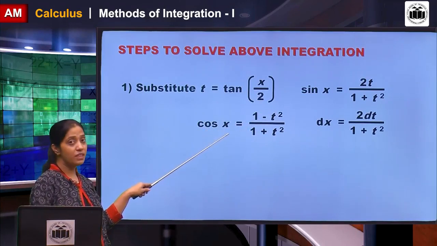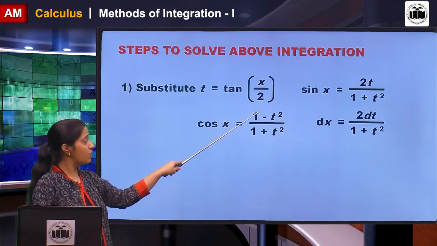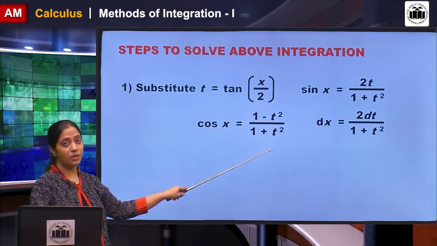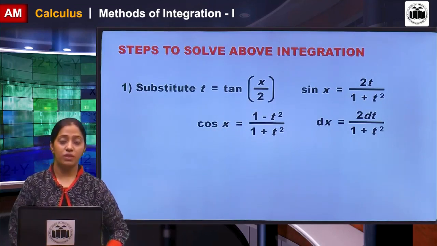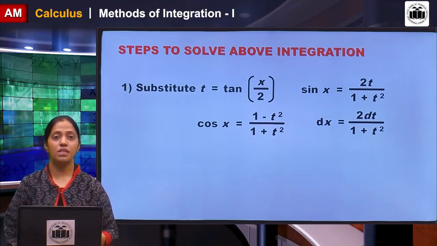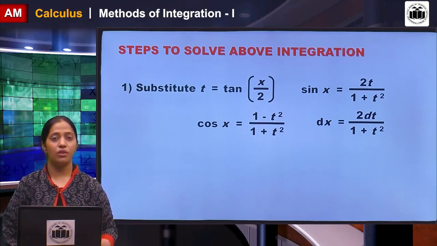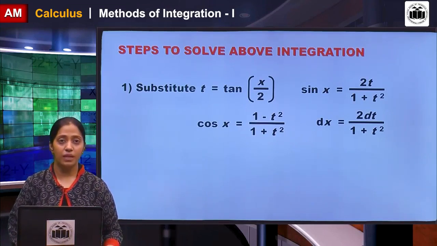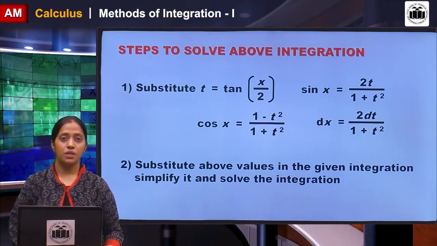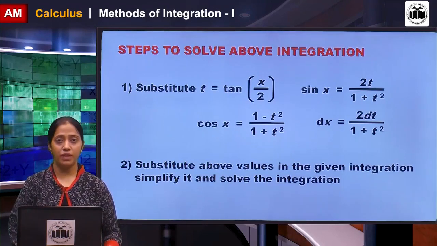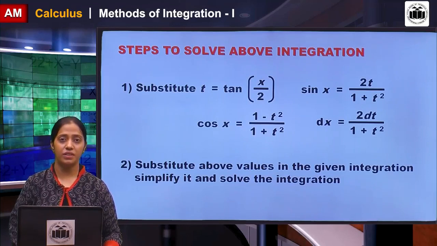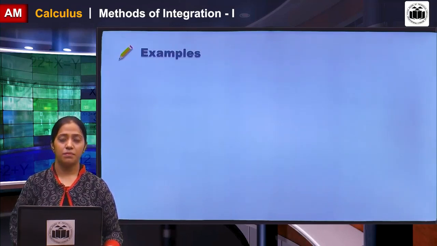And what is cos x in terms of tan x? It is 1 minus tan square x by 2 upon 1 plus tan square x by 2. So these values are given directly to solve this type of integration. You have to just remember these values: value of t, value of sin x, value of cos x and value of dx for the above type. Now substitute the above values. These are the steps I am explaining to you. Substitute the above values in the given integration, simplify it and solve the integration. This is the second step.